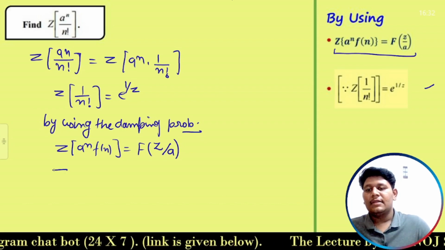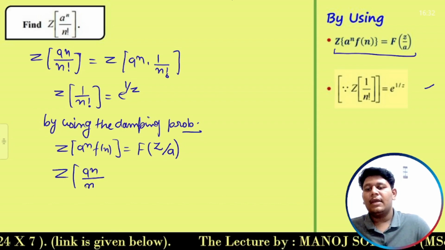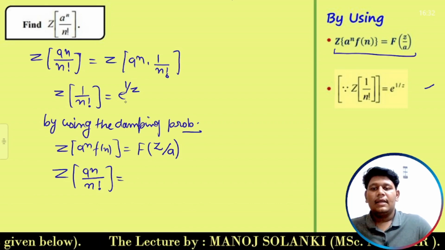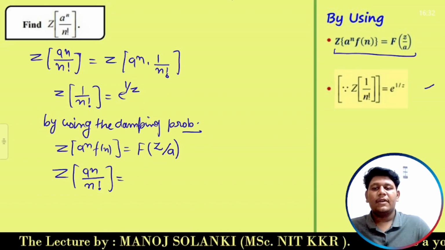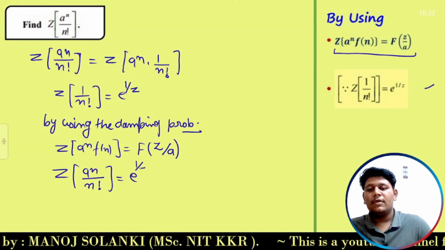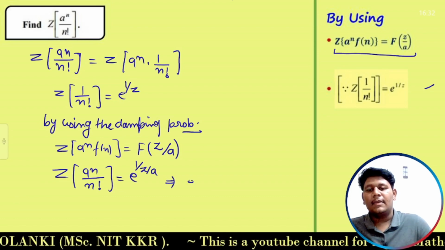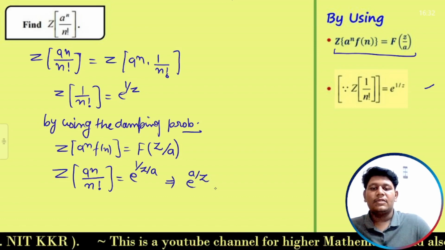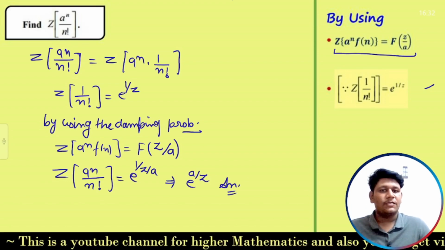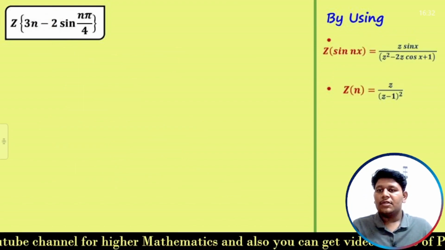And here the z transform of a to the power n upon n factorial is the z transformation of 1 upon n factorial with z replaced by z by a, and it is e to the power 1 upon z by a, which is nothing but e to the power a upon z. So this will be the answer for this question. Now come to the next question.